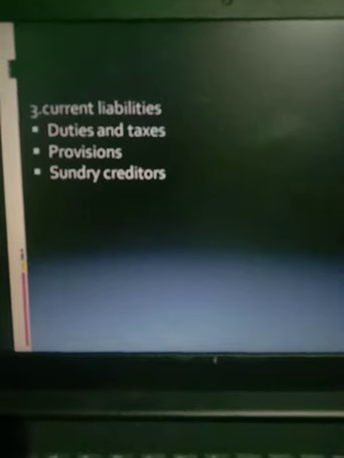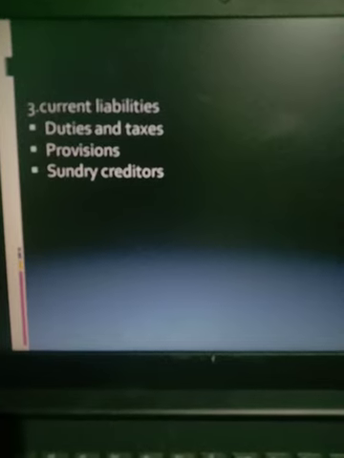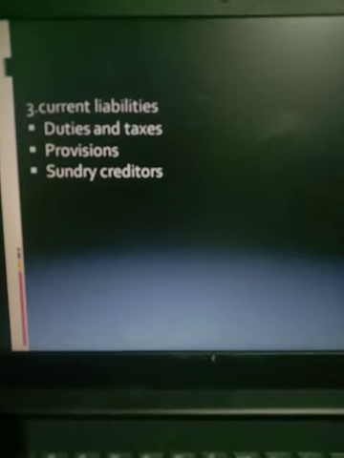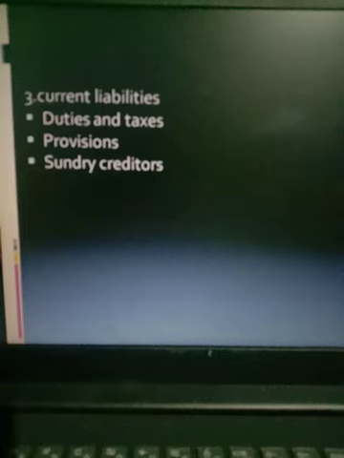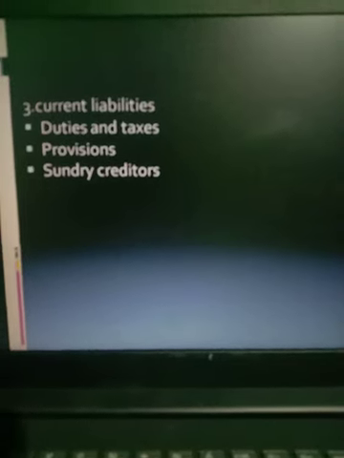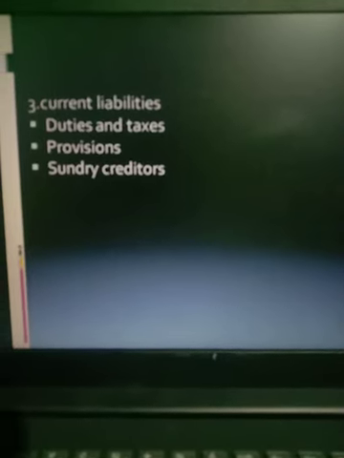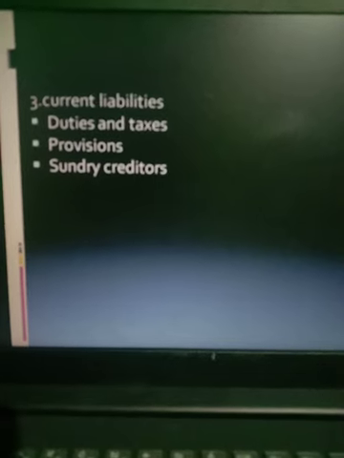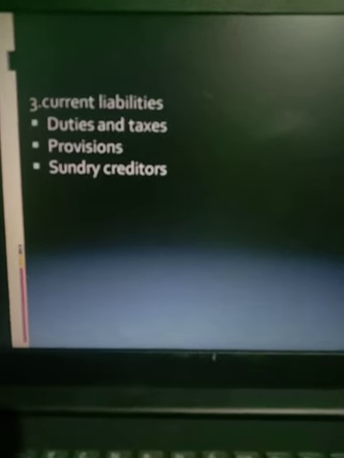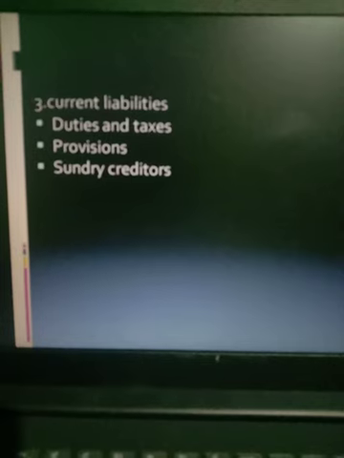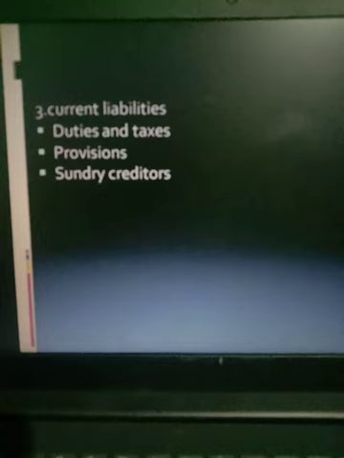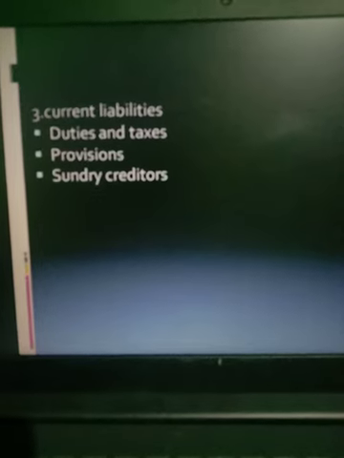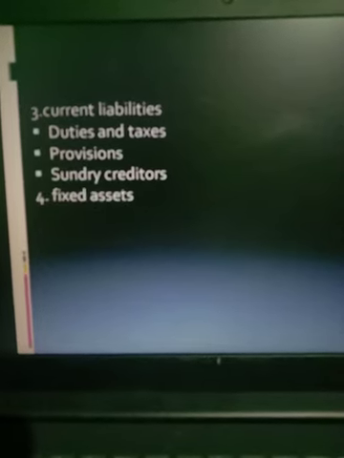Next one is sundry creditors. Sundry creditors are the suppliers who supply goods to the company on credit basis, and we need to pay the settlement. Sundry creditors normally come under current liabilities, means within 1 year we have to fulfill the obligation, and the obligation means we need to pay the consideration. Means how much we purchased the goods and how much amount is payable.